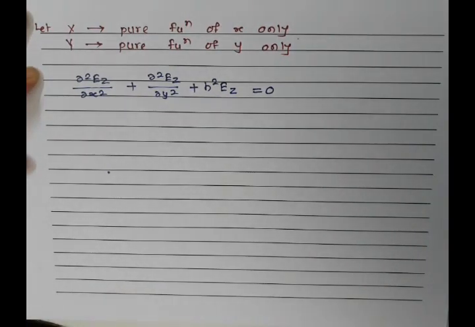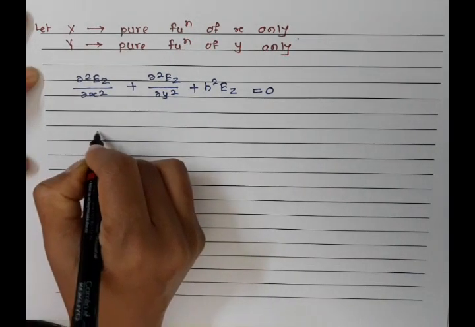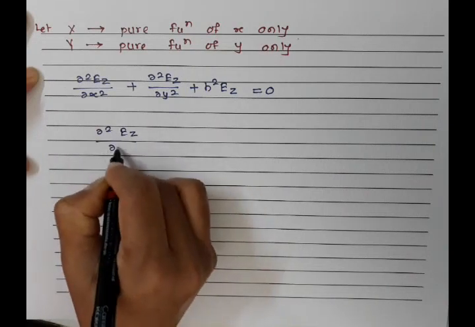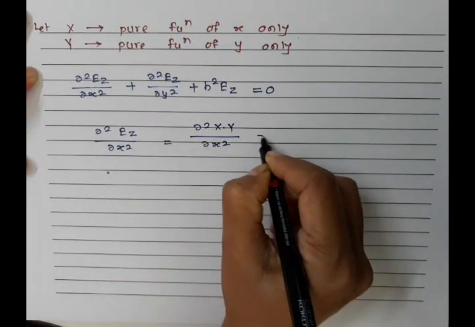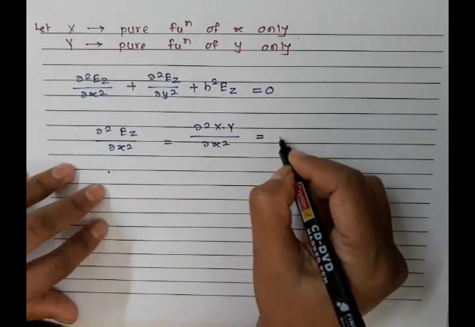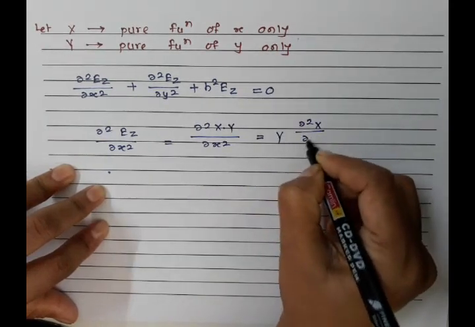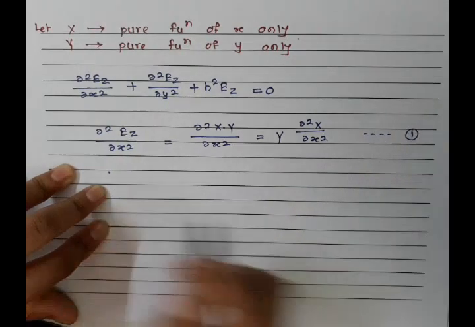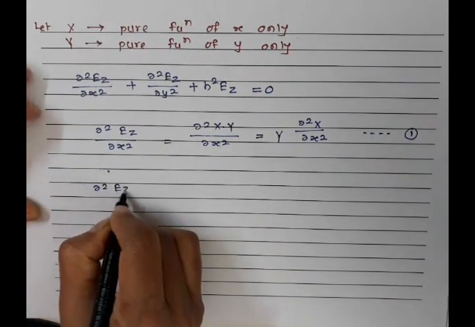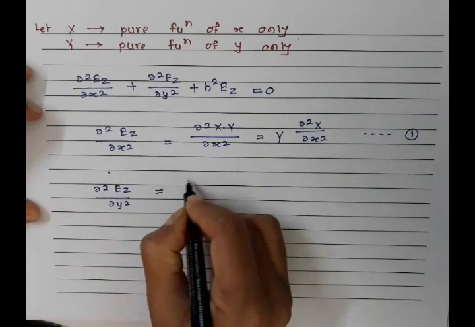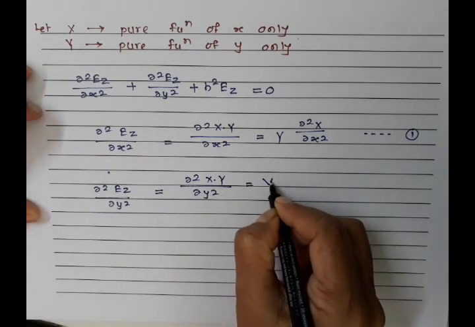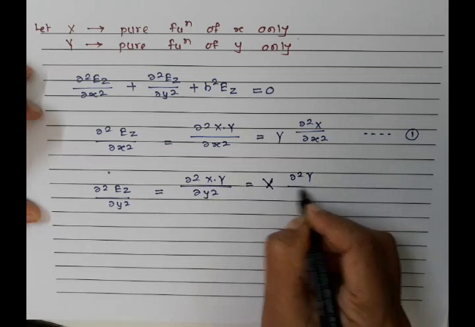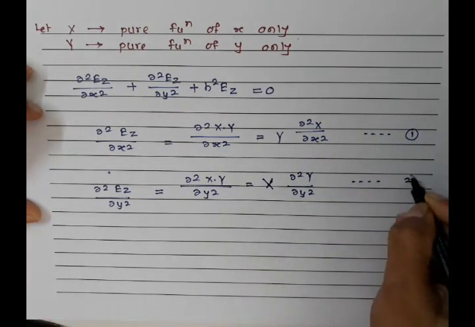Okay, so we'll put in the values. First I'll solve the first term. d square Ez dx square is equal to d square XY divided by dx square, so Y will come out. So it is Y d square X dx square; this is equation number 1. Again, d square Ez dy square, putting Ez equal to XY, will be X into d square Y dy square. Let us say this is equation number 2.